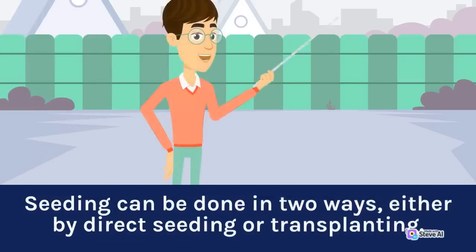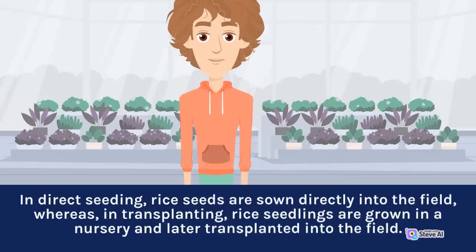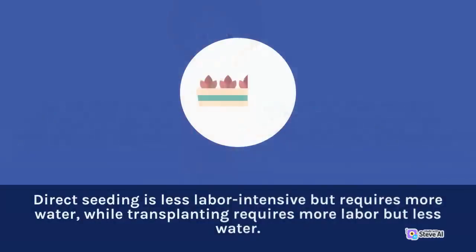Seeding can be done in two ways, either by direct seeding or transplanting. In direct seeding, rice seeds are sown directly into the field, whereas, in transplanting, rice seedlings are grown in a nursery and later transplanted into the field. Direct seeding is less labor-intensive but requires more water, while transplanting requires more labor but less water.